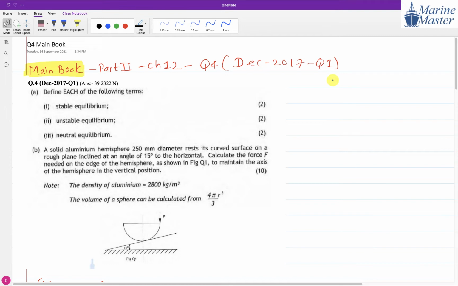The question is on your screen. Give the heading of the question: main book part 2 chapter 12 question 4. Try to read the question minimum 3 times. We have already seen the A part, so now just read the B part.